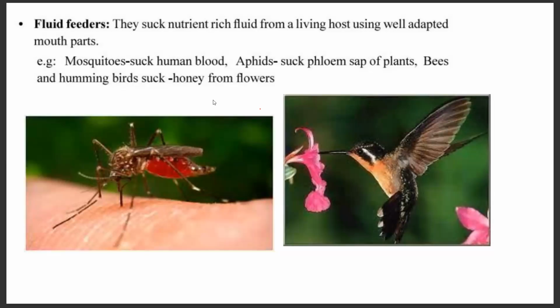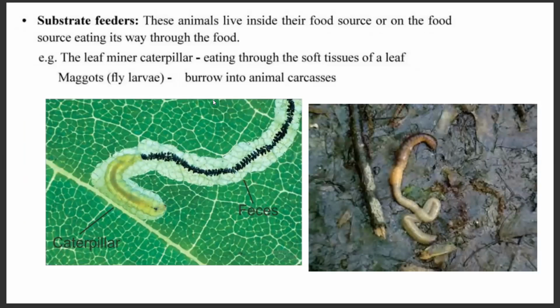Look at the first example, mosquito. In the figure also they have given a mosquito who sucks blood, human blood. Who is the host? Human here. Then aphids. They suck phloem sap of plants. Bees and hummingbirds suck honey from flowers. So those are the examples for fluid feeders. Right? Then substrate feeders.